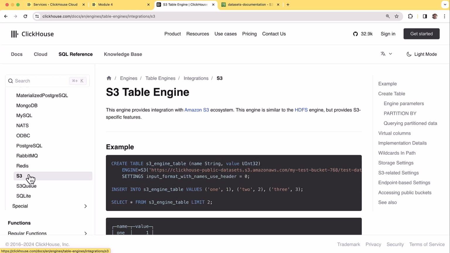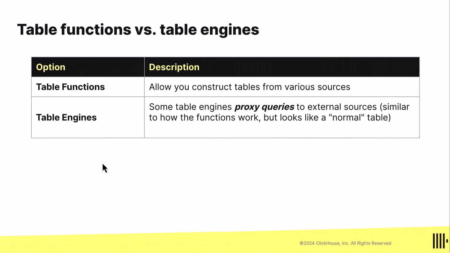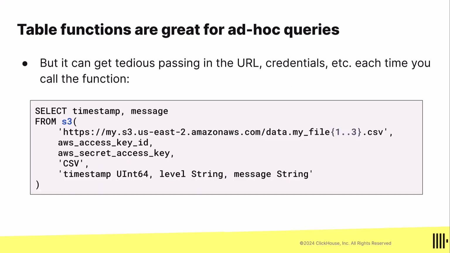What's the difference? Well, the table engines in general store all the connection details, the type of file, the schema, the credentials to log in. You don't have to pass that in every single time. So you create a table with an S3 table engine, for example. The files stay on S3, but you query the files just like it was a table on ClickHouse. Every time you run the query, it's going to stream the contents of the files down into your ClickHouse server. So the table engine is like a proxy.